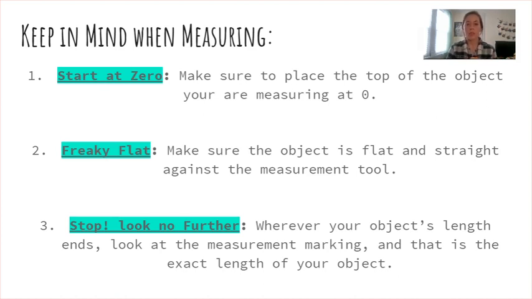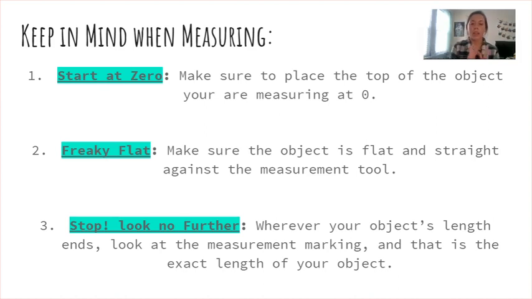The second step is to make sure your object, or whatever you're measuring, is freaky flat, okay? I know not all objects are going to be straight as a line, but you want to make sure that it's flat against the ruler and straight against the measurement tool so that you can get the most accurate measurement. You don't want it slanted or diagonal, because that's not going to be accurate to its actual measurement. Okay?